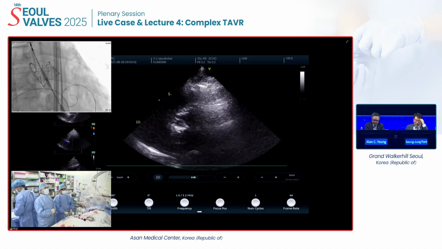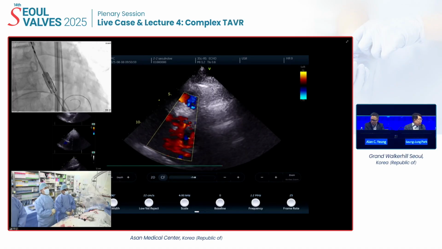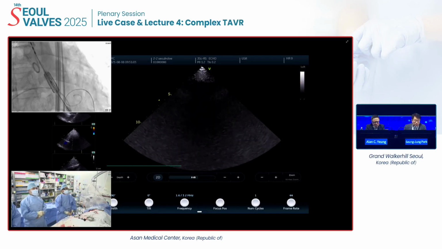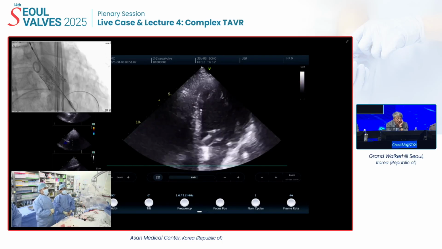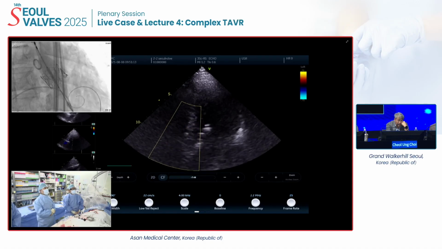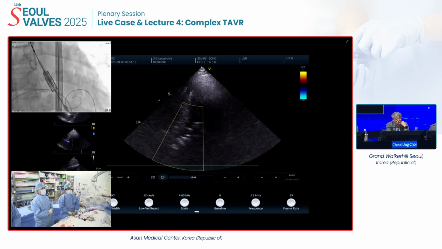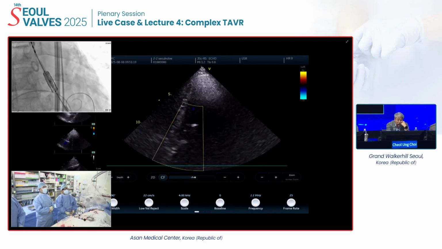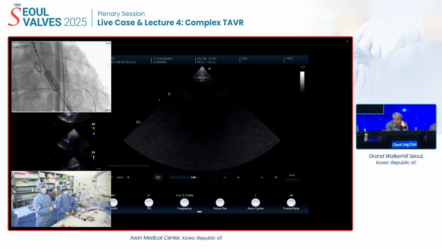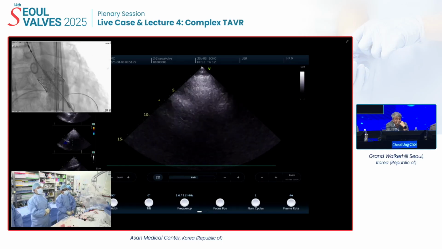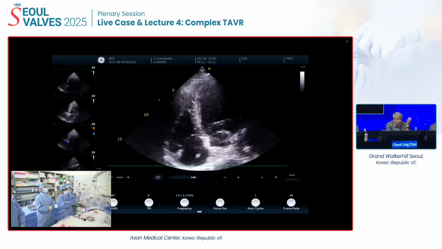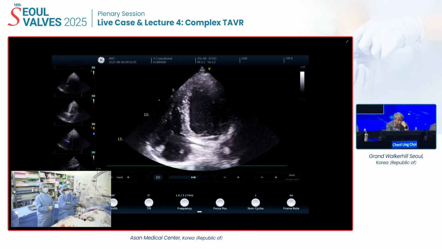Dr. Ahn, recently I have experienced hemorrhagic anemia after a Sapien 3 valve. After the procedure, PVL was mild. However, after 6 months, PVL increased to moderate, with hemorrhagic anemia. Have you experienced hemorrhagic anemia after a Sapien 3 valve? If you have, what is your treatment strategy?